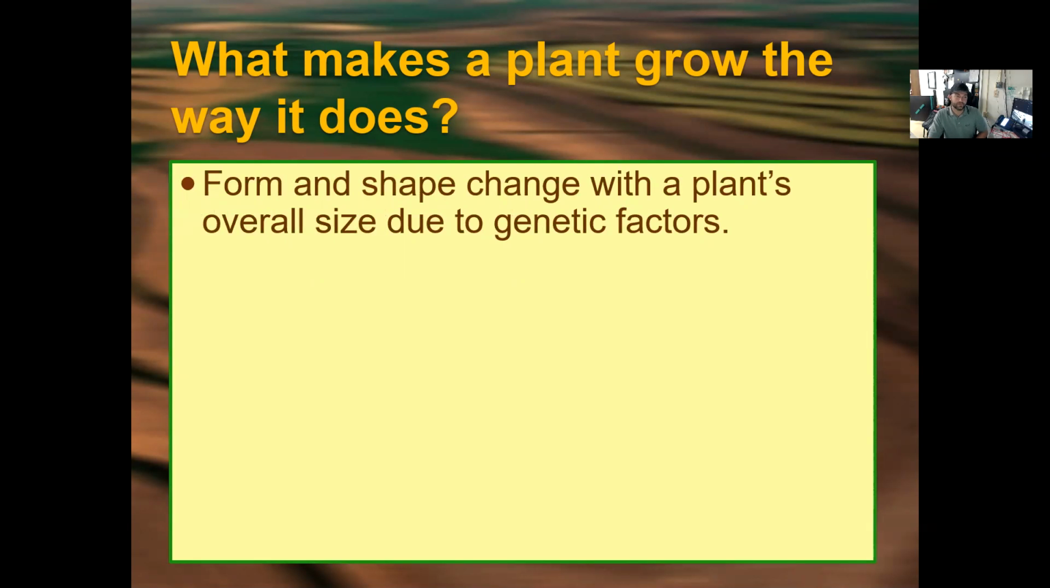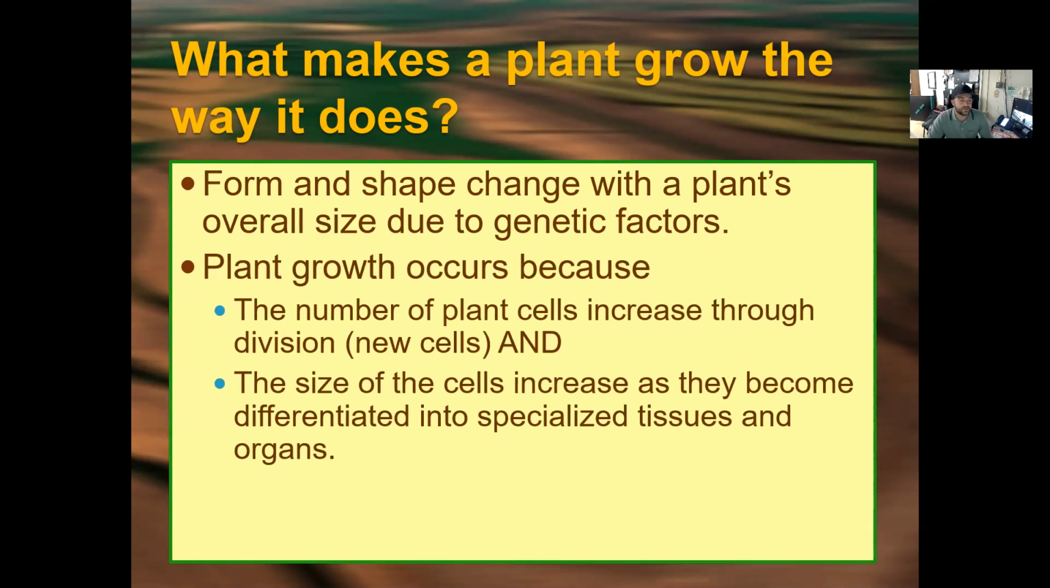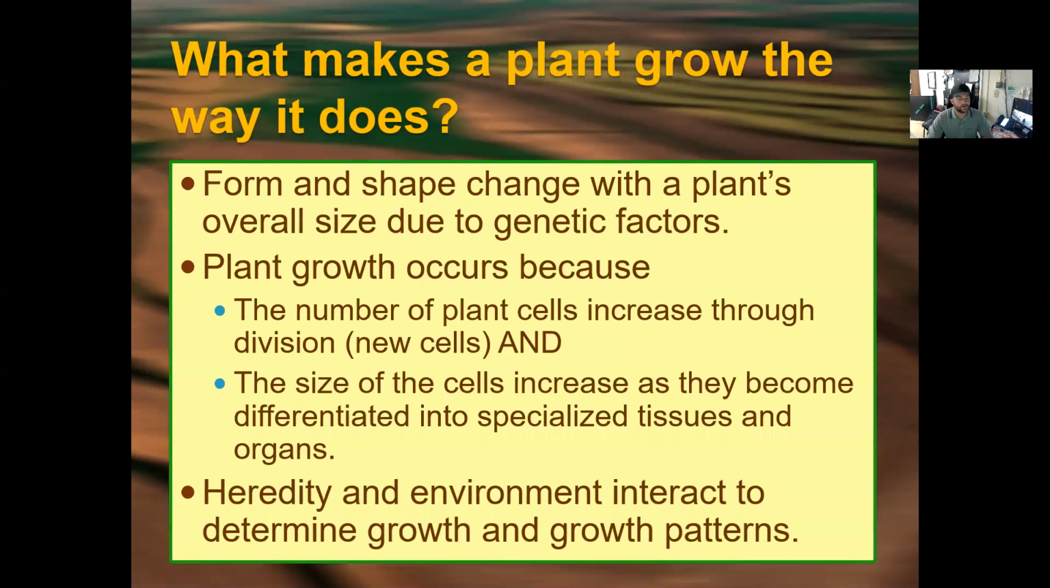Form and shape change with the plant's overall size due to genetic factors. Plant growth occurs because the number of plant cells increases through division, and the size of the cells increases as they become differentiated into specialized tissues and organs. Heredity and environment interact to determine growth and growth patterns.